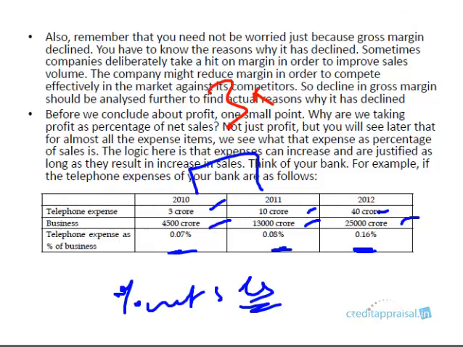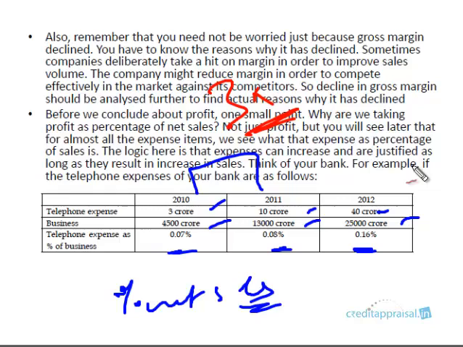It doesn't make sense, because even though telephone expenses increased 3 times, the business has also increased by 3 times. If you look at it, 4,500 into 3 is around 13,500. So the business has also increased. It's not that expenses have just increased without an increase in business, right? So now you can say that yes, the telephone expenses have increased, but it is because of getting more business.